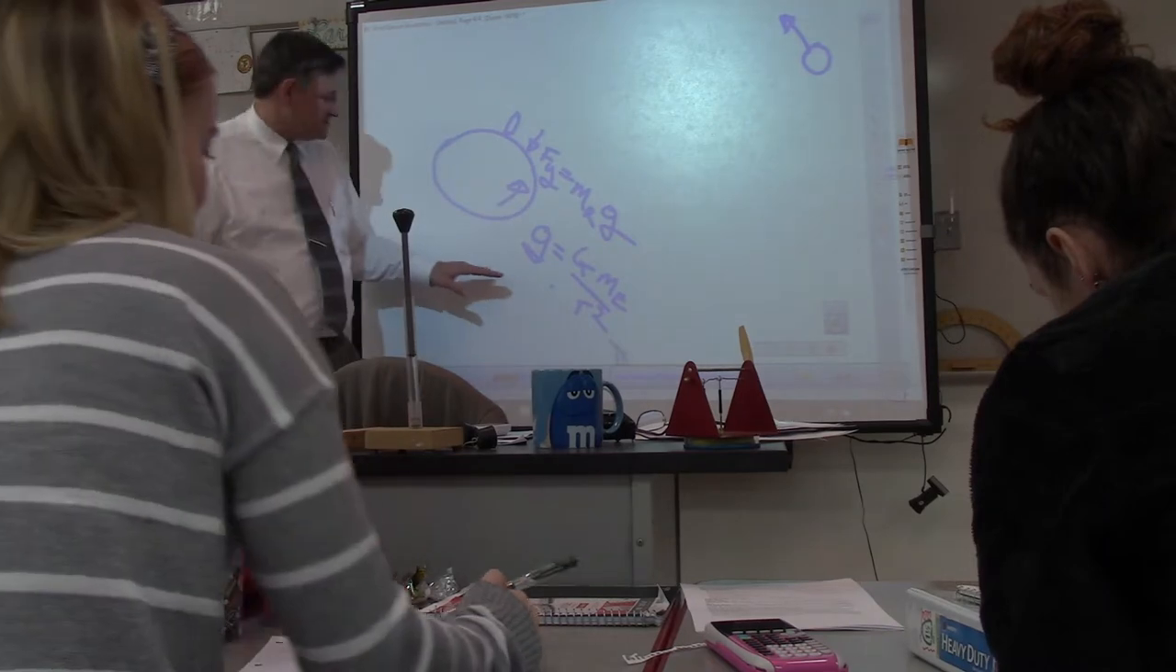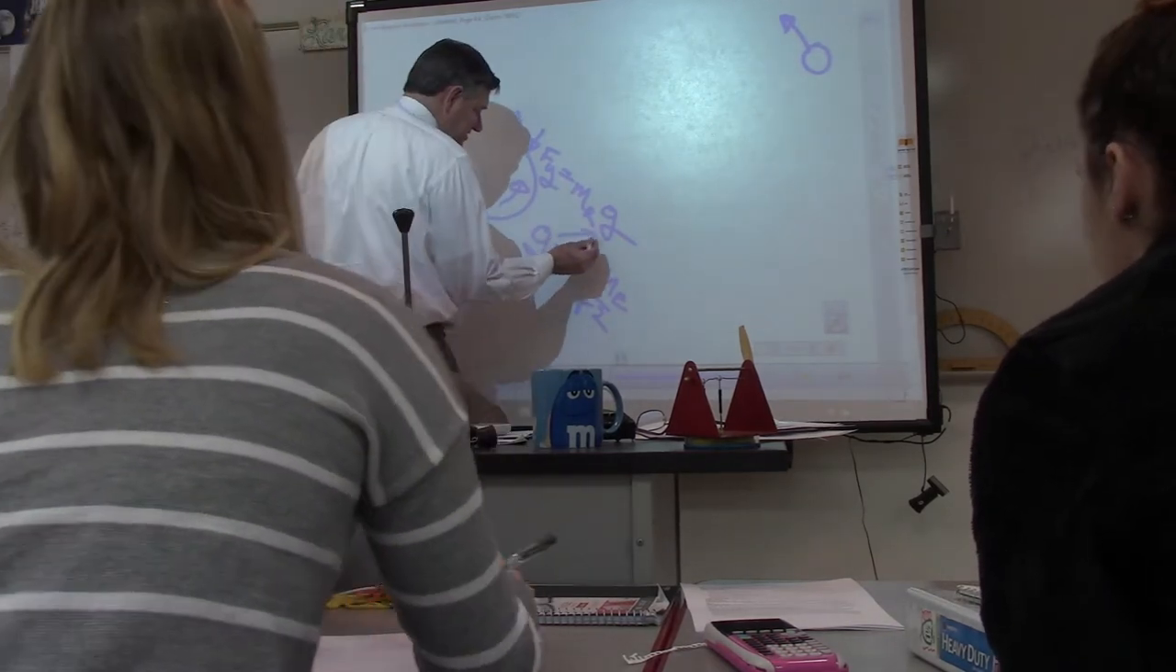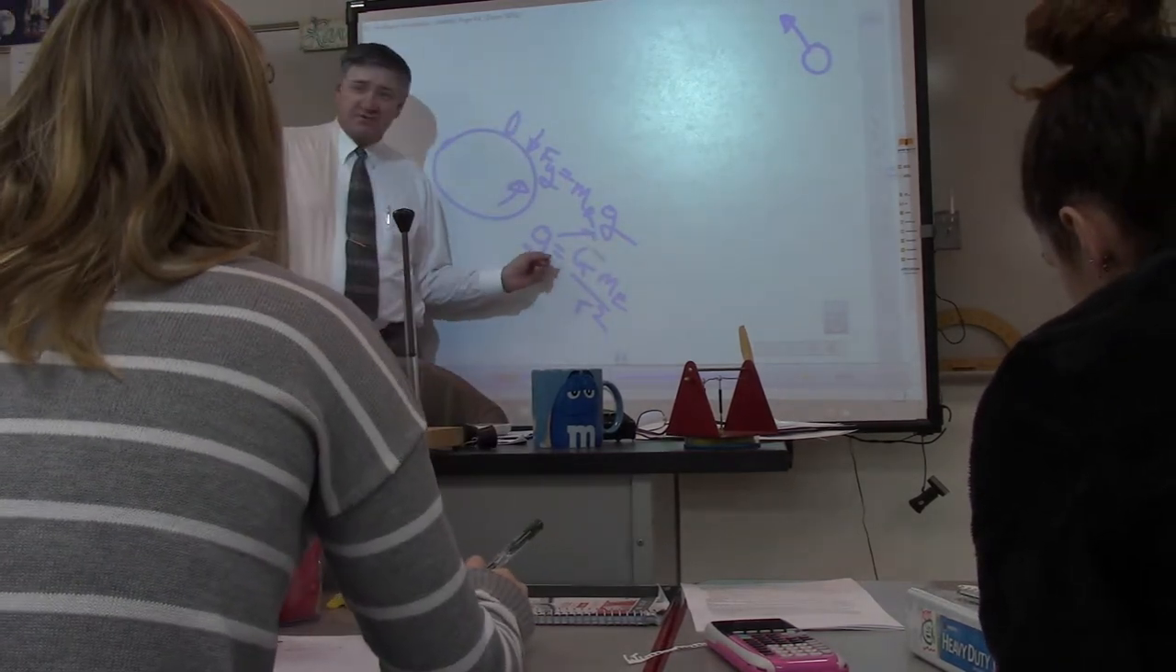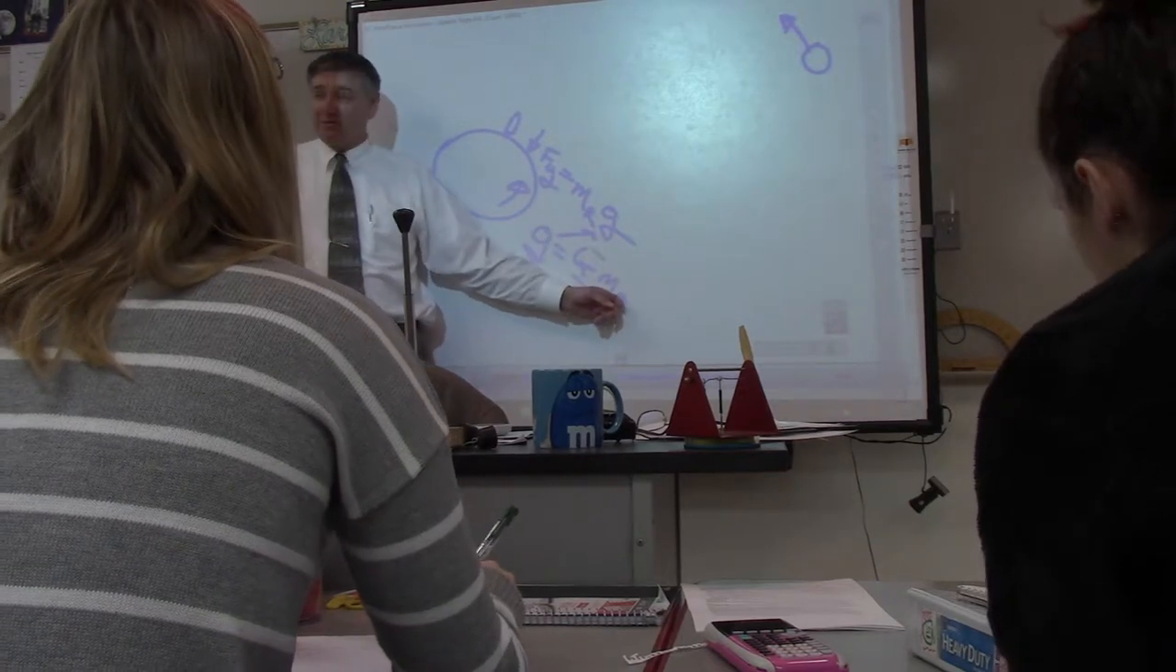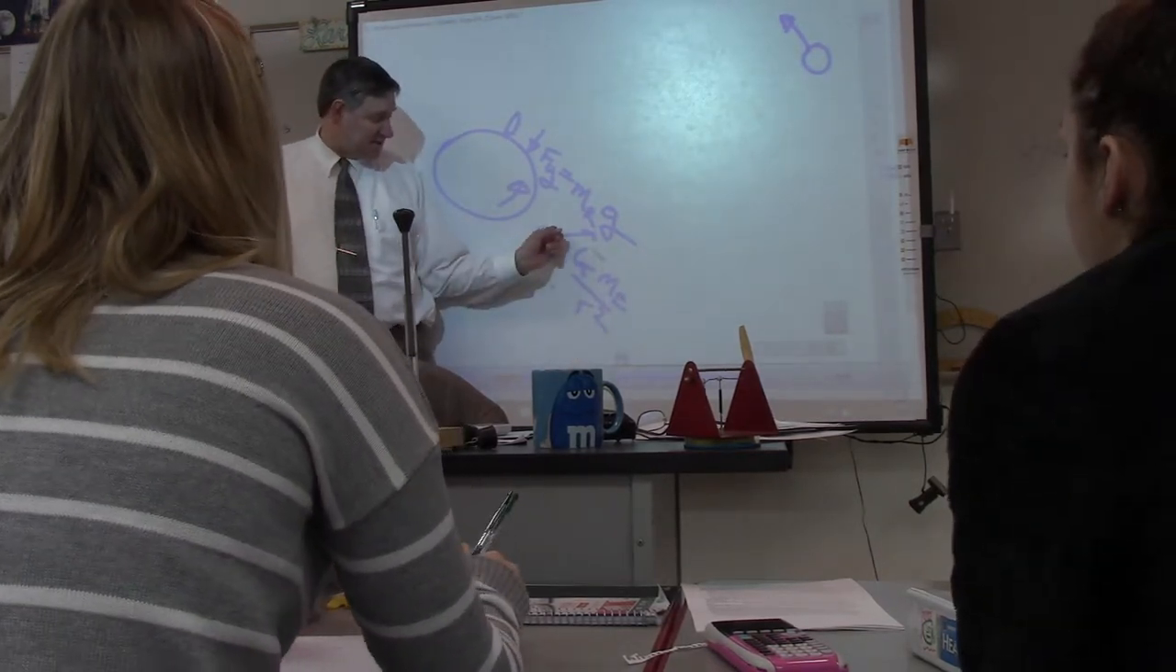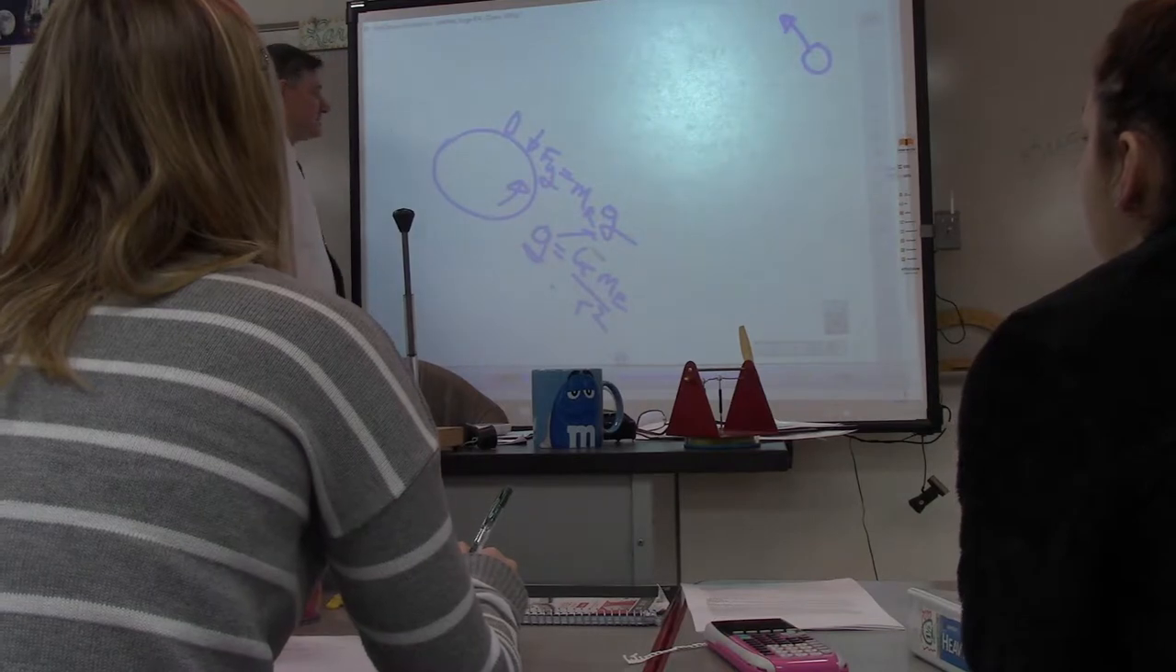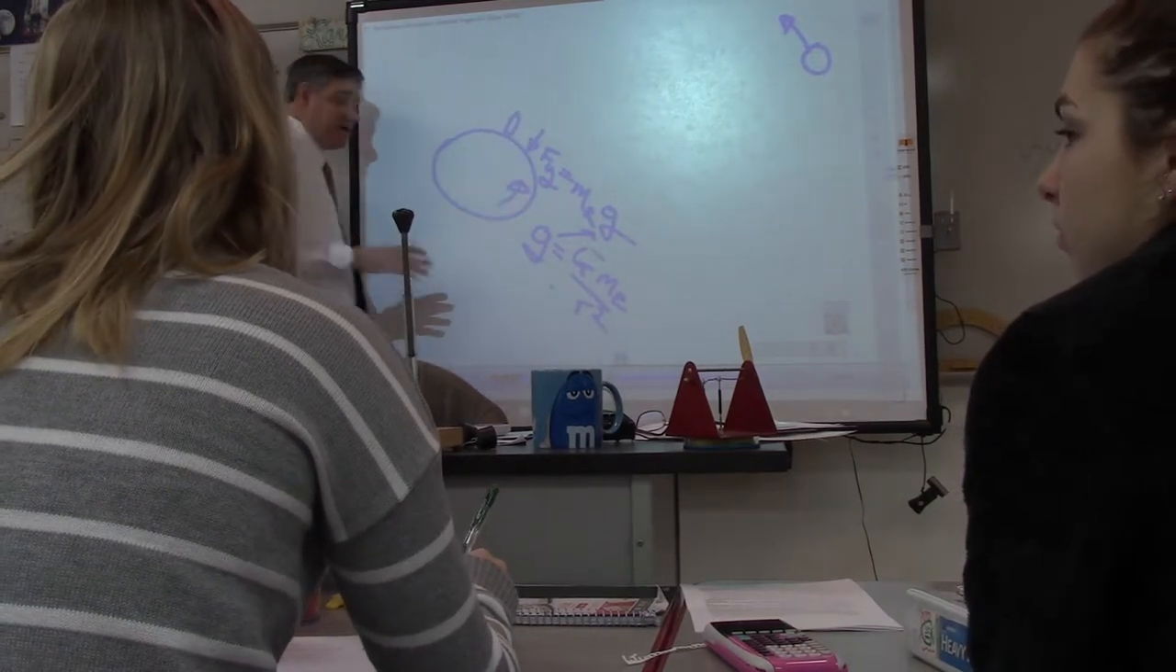Okay, so this is how we can calculate little g, right? So this is your gravitational acceleration. So if we know the mass of the Earth and we know the radius, we calculate little g, we got this. So if we're going to get off the launch pad, what do we have to have?